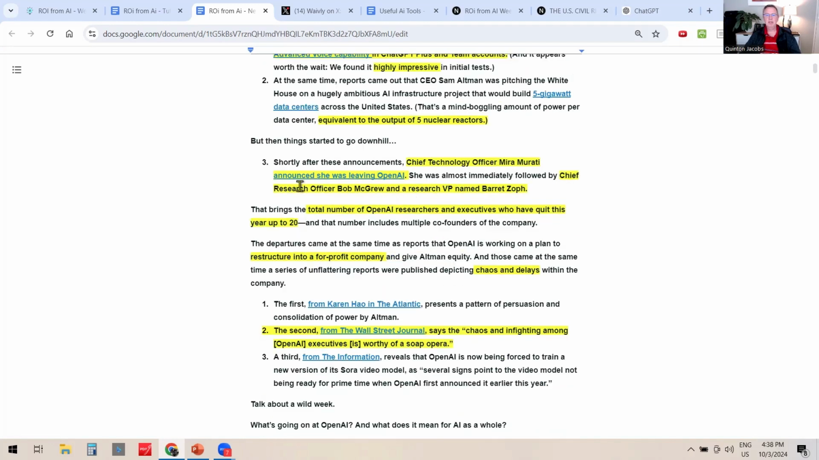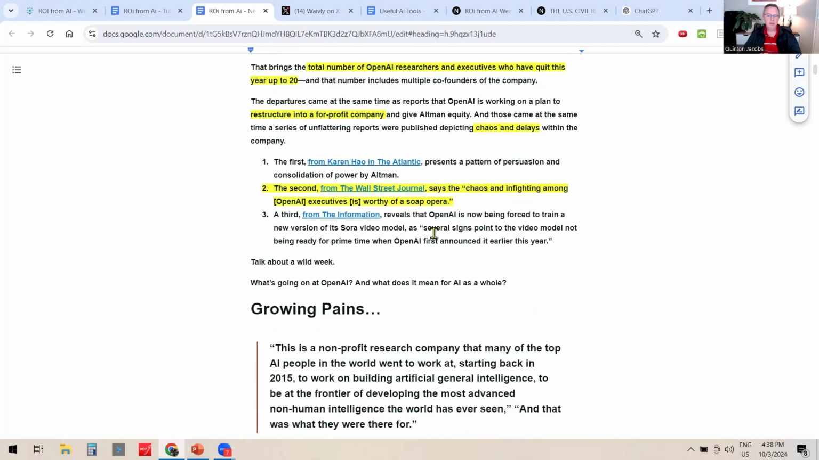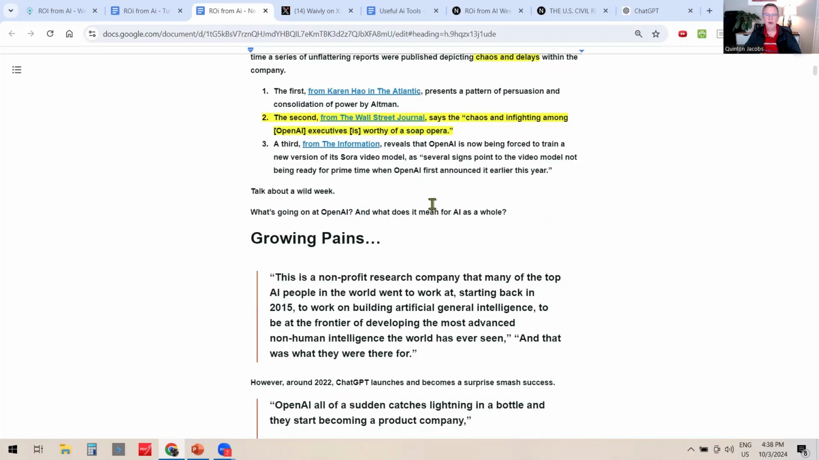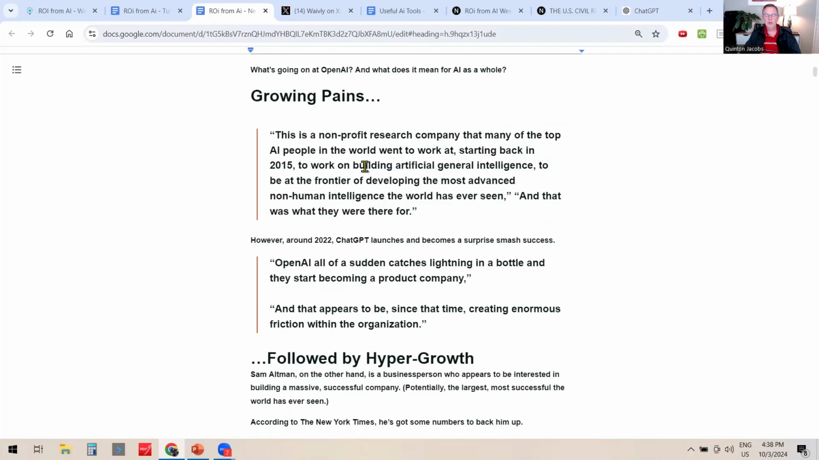And then things started to go wrong because more people resigned from OpenAI. They're now sitting at up to 20 people that have resigned from the beginning. Basically, the reasoning behind it is they're saying there's a lot of chaos and infighting, and they're saying it's like a soap opera over there. But I think the thing is that OpenAI has grown so fast to a multi-billion-dollar company, and that's basically what's caused all of this nonsense.